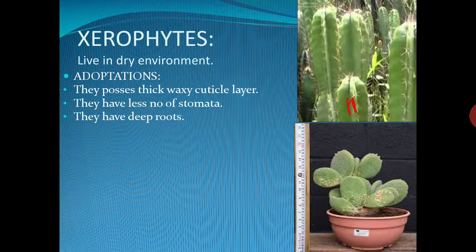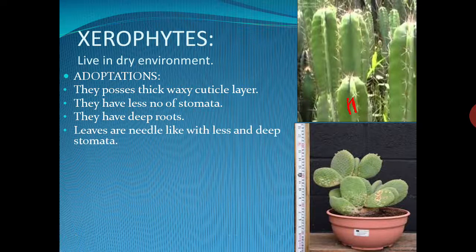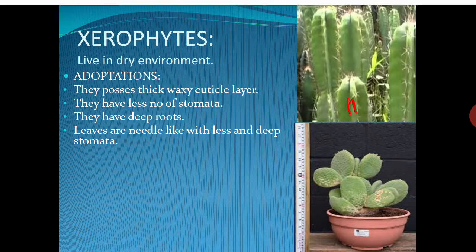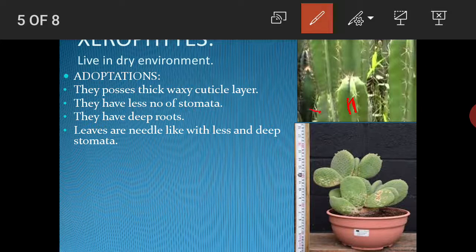They have deep roots to absorb water. Leaves are needle-like with fewer and deep stomata. These are spine-like. These are the leaves, not spines.